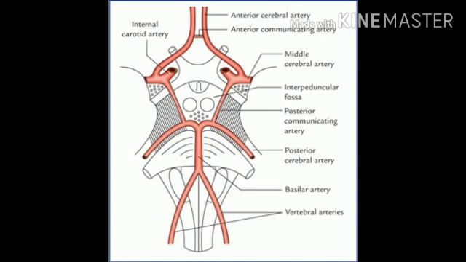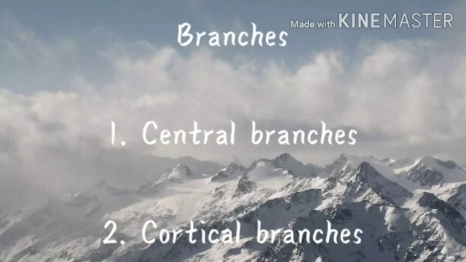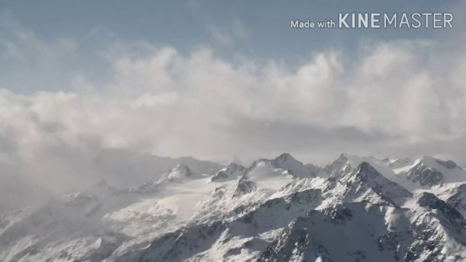Anteriorly, it is formed by the anterior communicating artery, anterolaterally by the anterior cerebral artery, posterolaterally by the posterior communicating artery, and posteriorly by the posterior cerebral artery. The lateral part is formed by the internal carotid artery. Coming to the branches of the circle of Willis, there are two types of branches: the central branches and the cortical branches.